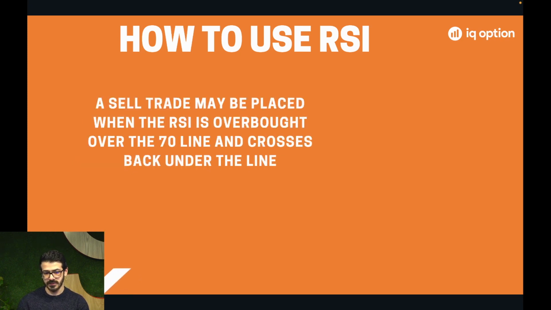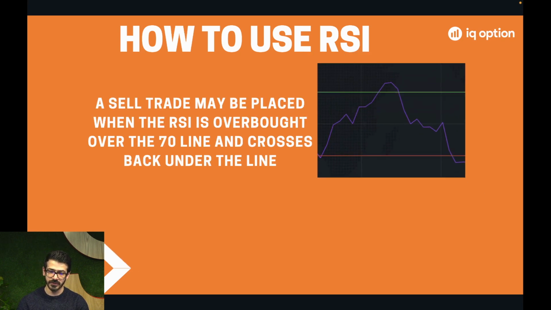In other words, a sell trade may be placed when the RSI is overbought over the 70 line and crosses back under the line. Same thing as before, but opposite. The RSI line went above the 70 line. It told us the price is considered relatively high according to the time frame that we're trading in right now, and then it crossed back down. So this indicated for us a potential reversal in the trend.